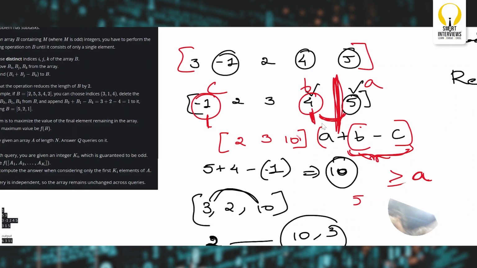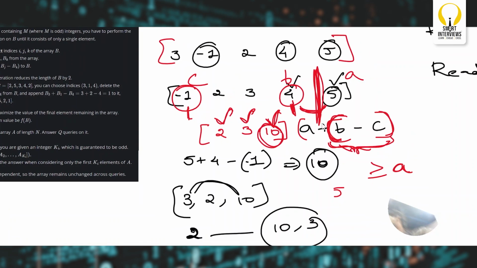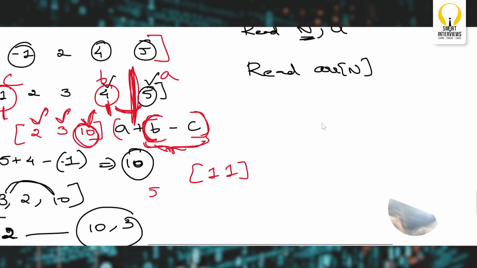Okay, so this will give you some contribution to your overall maximum value. Now, after getting this value, what will you try to do? What did we achieve? If you see, we have achieved something like 2 3, and a plus b minus c is going to give you 10. Basically, a plus b minus c is going to give you 10. Now, we'll try to do the same thing again.